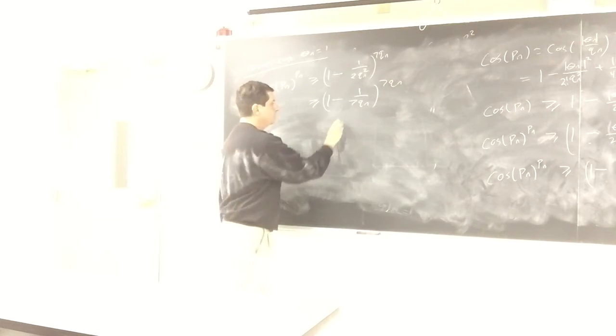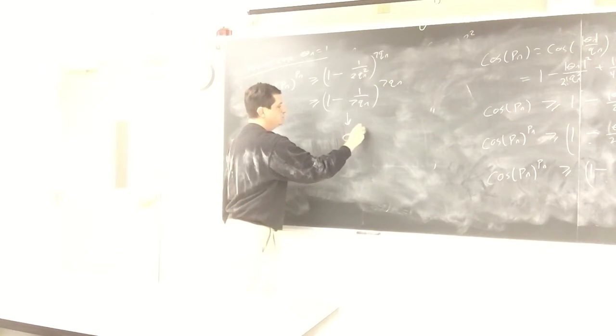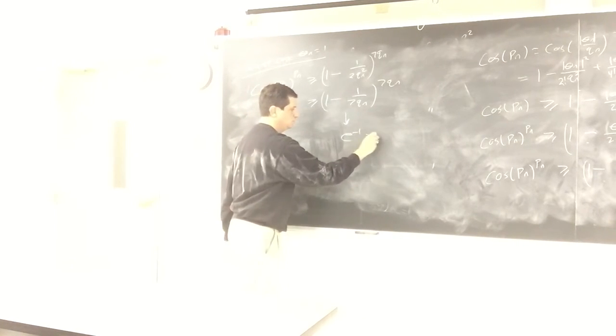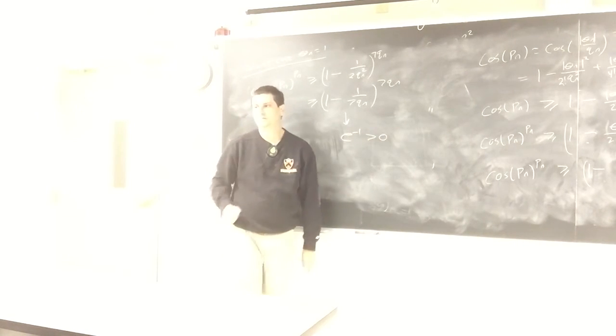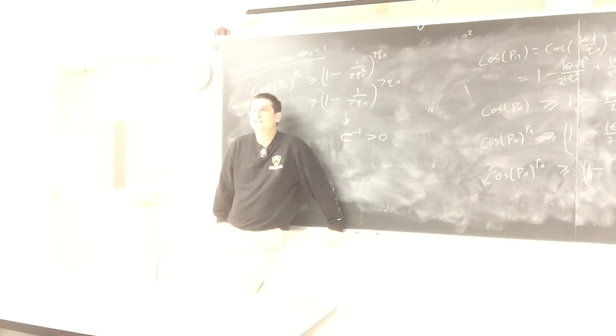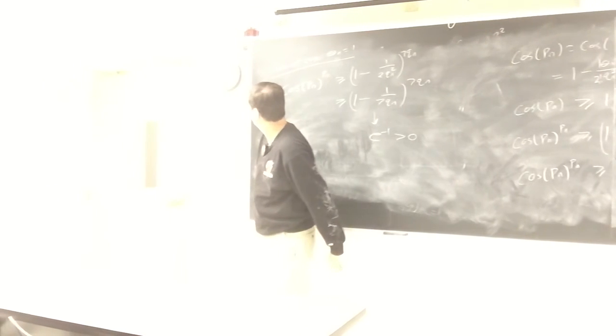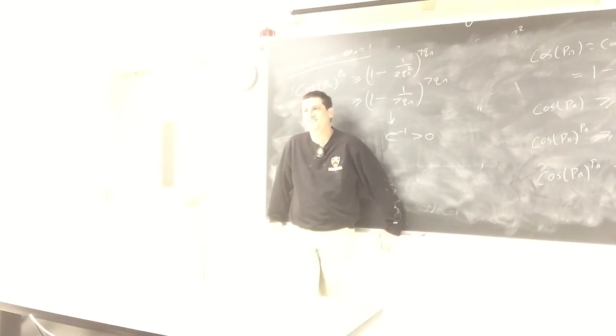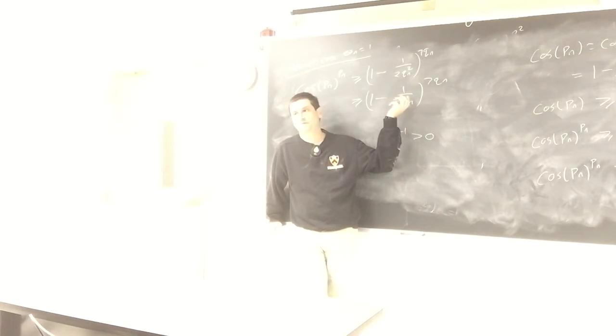And then this converges to 1 over e, which is greater than 0. So the series cannot converge because the terms are bounded away from 0. Okay? We've got 5 minutes left. I don't want to start a new topic with 5 minutes. I want to just show that these terms tend to 1.